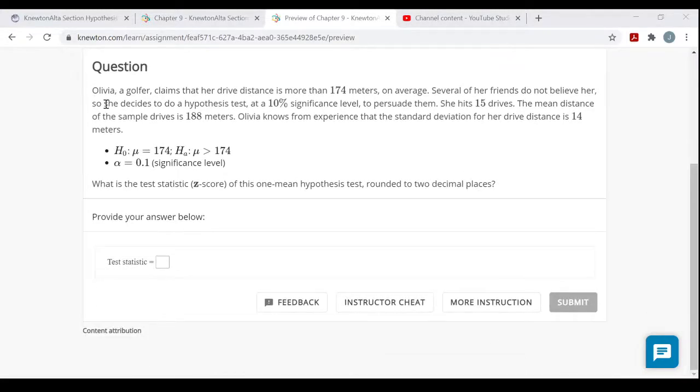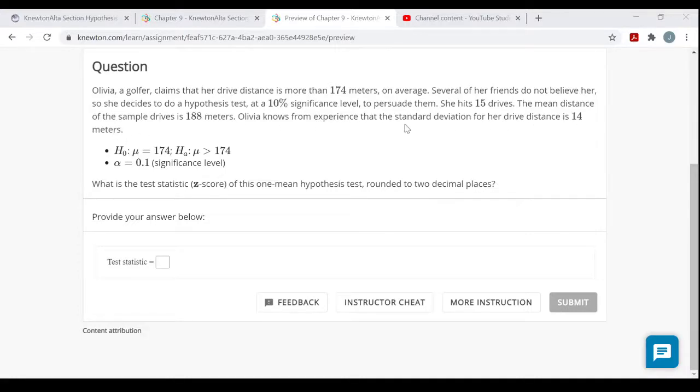Olivia, a golfer, claims that her drive distance is more than 174 meters on average. Several of her friends do not believe her, so she decides to do a hypothesis test at a 10% significance level to persuade them. She hits 15 drives. The mean distance of this sample of 15 drives is 188 meters. Olivia knows from experience that the standard deviation of her drive distance is 14 meters.